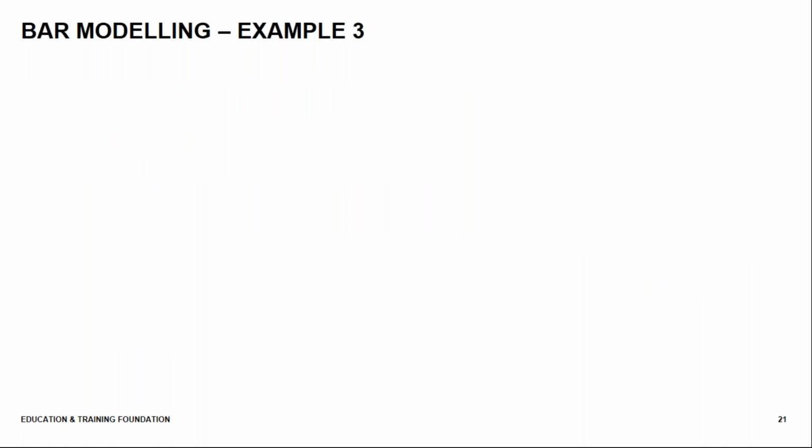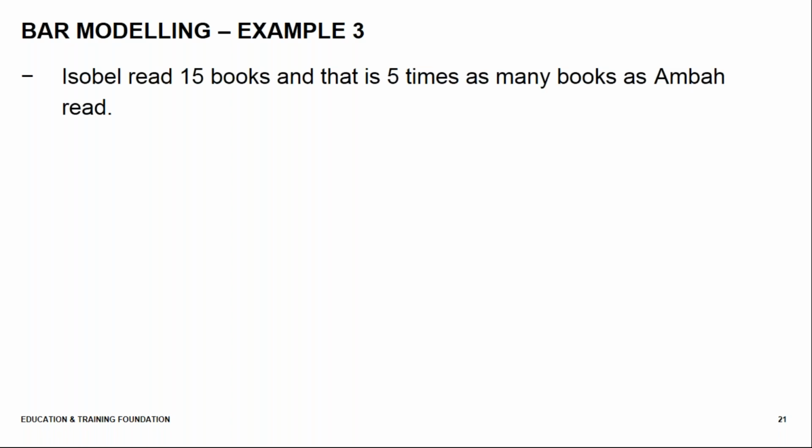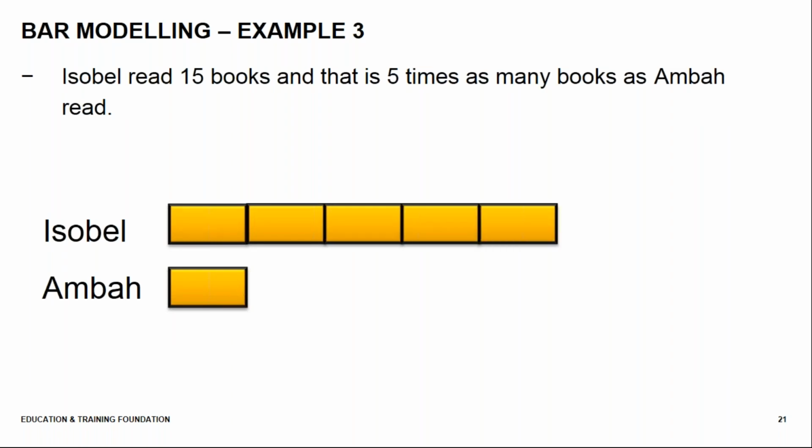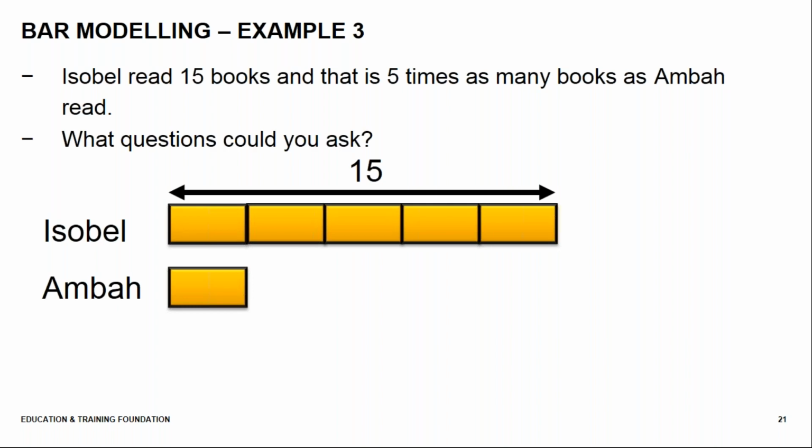The last example is similar to the previous one, but I wanted to expand on my point about covering multiple areas of maths from just one model. So if Isabel read 15 books, and that is 5 times as many books as Amber, let's set up our model. So we have Isabel and Amber. We can put our blocks in to represent the two. And we know that this amount is 15. So what questions could you ask?